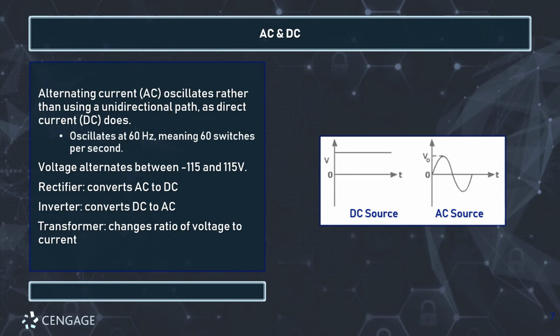The transformer is going to change the ratio of voltage to current while keeping power constant. So the amount of wattage that is being passed into a device or across a given transmission is going to say, okay, we need more voltage, less current. We're going to do that transformation there, or we're going to do less voltage, more current. We need it to flow faster. We can do that as well.